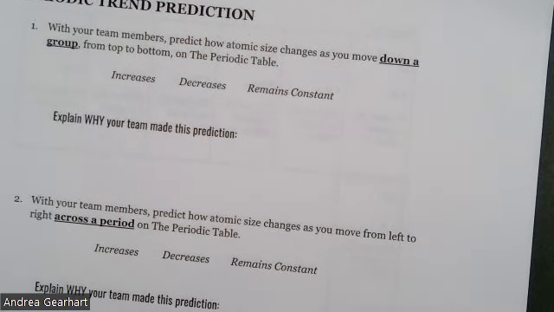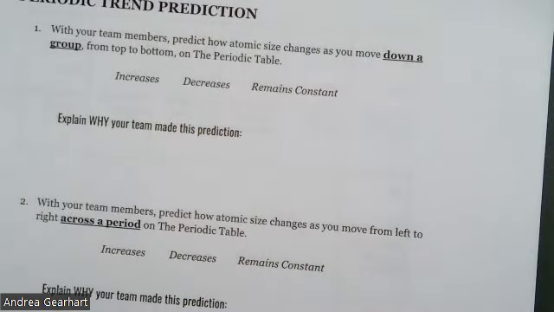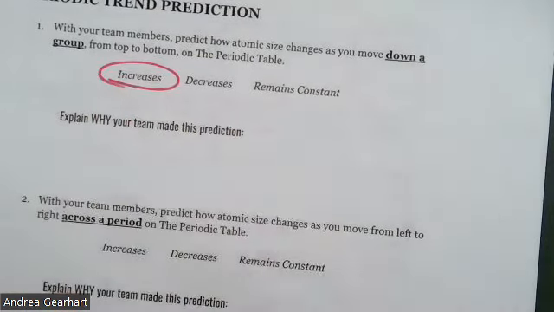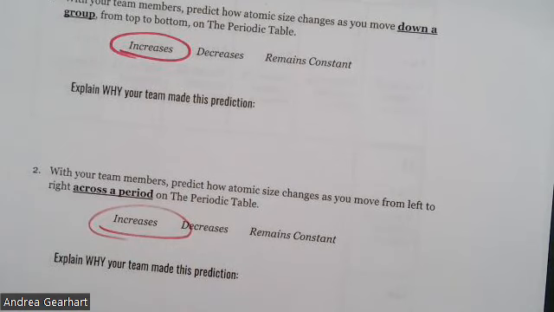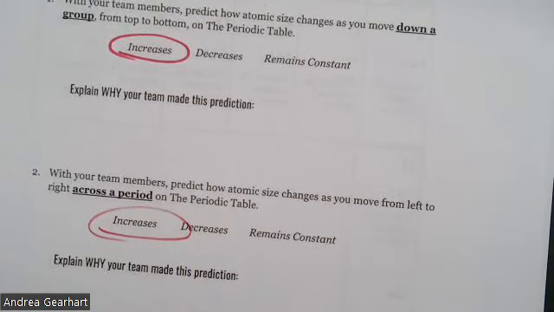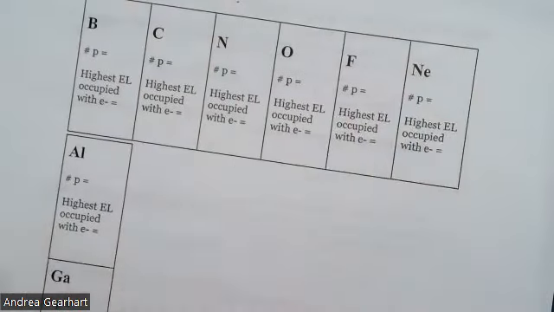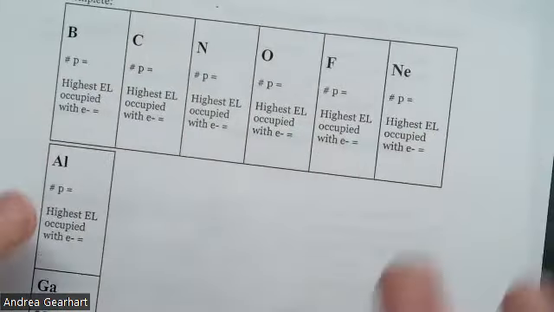Understand why you made the predictions you did. I think that is kind of logical, yeah? That as we go down a group, top to bottom, getting bigger, across a period, getting bigger. Please take a look. So can you make sure you have this side?